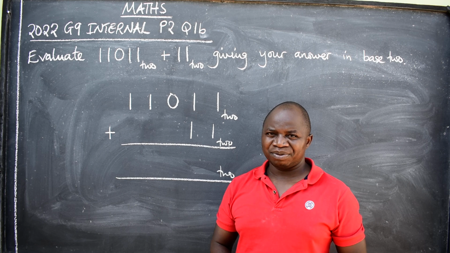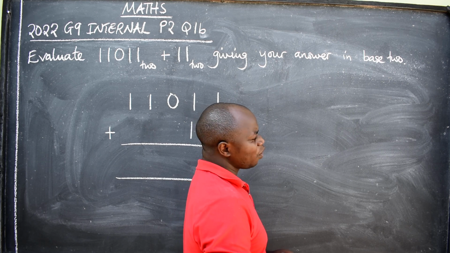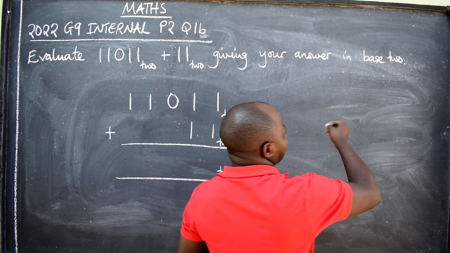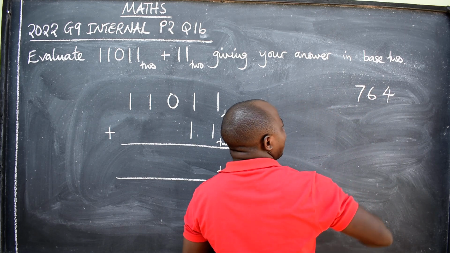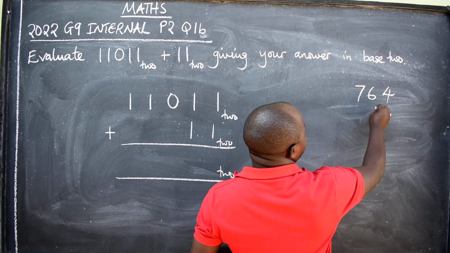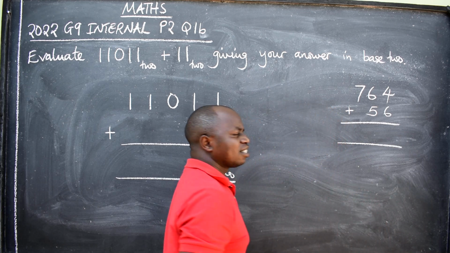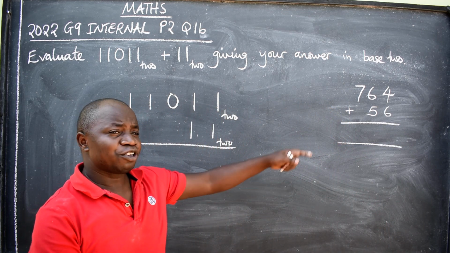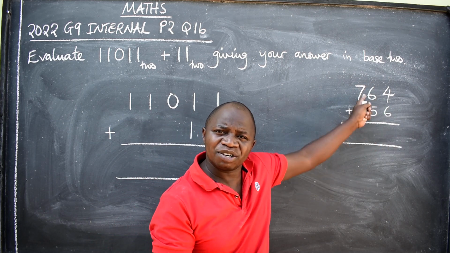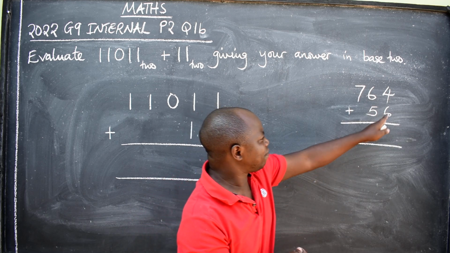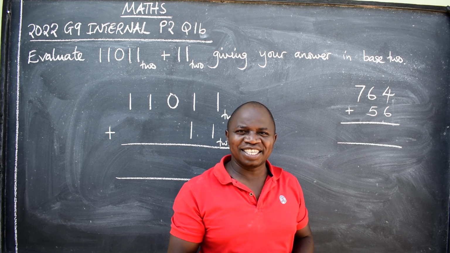Everything is in base 2. Do you know what it means? Let me start by giving you this example. When you give a grade 1, grade 2 this question to say add 7, 6, 4, and then I've got 6 here, maybe with a 5 here, add. You see that? It will be very easy to add. Why? Do you know the base that we are dealing with here? If there is no number here or base indicated, just know that you are dealing with base 10.